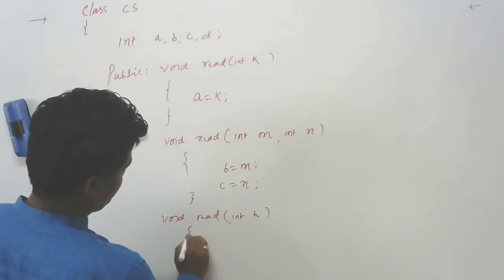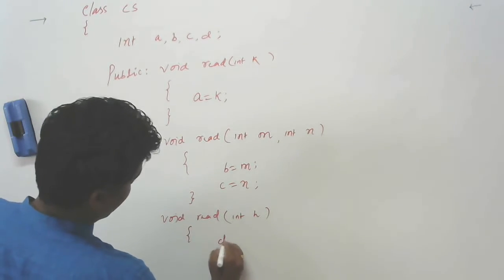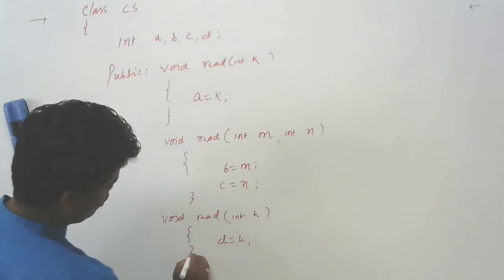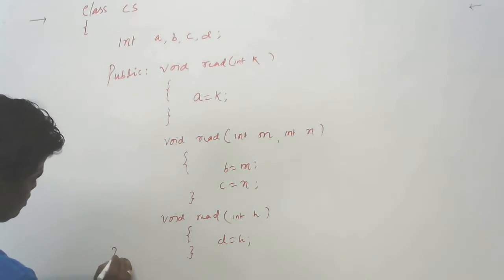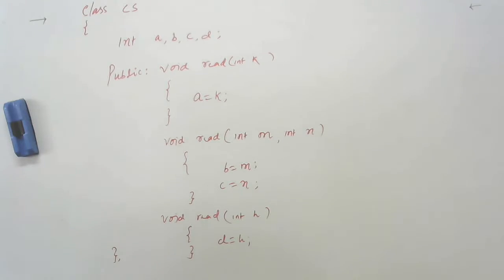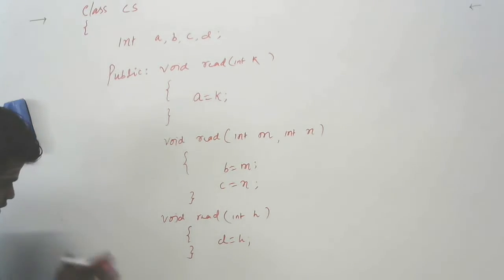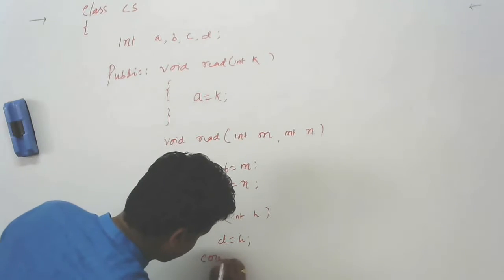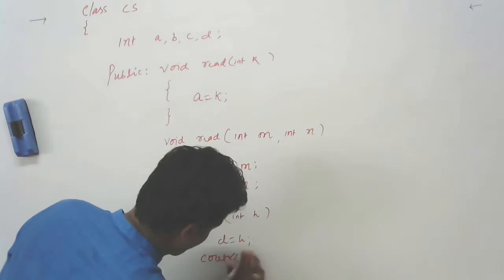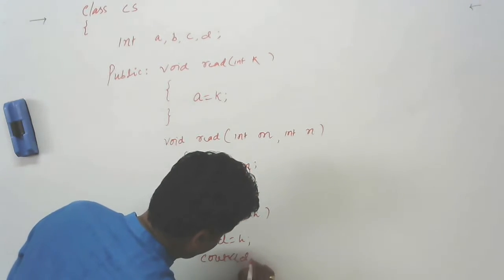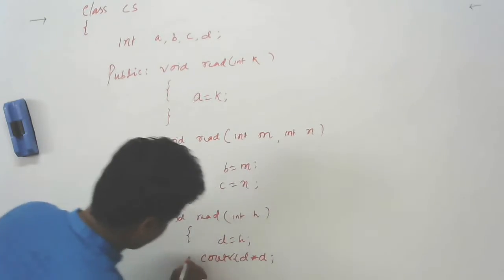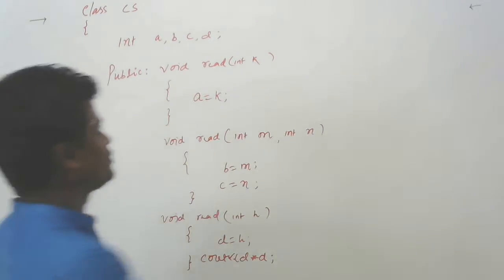Int h. Here d value equals h. Close the function. Close the class. So before this, you can even print the value inside this member function also, no problem. Directly I will write d into d here. Close the function.